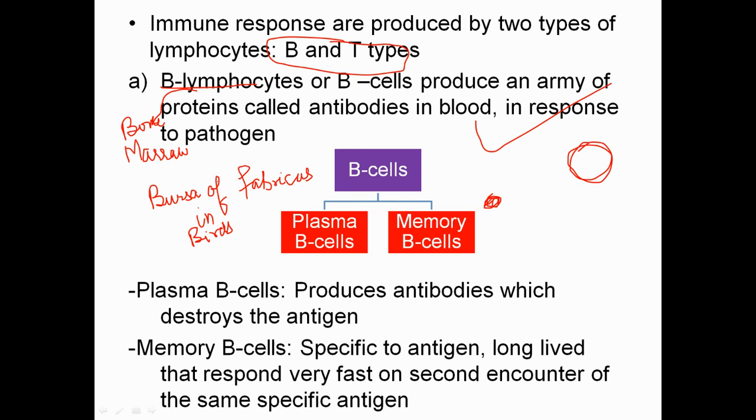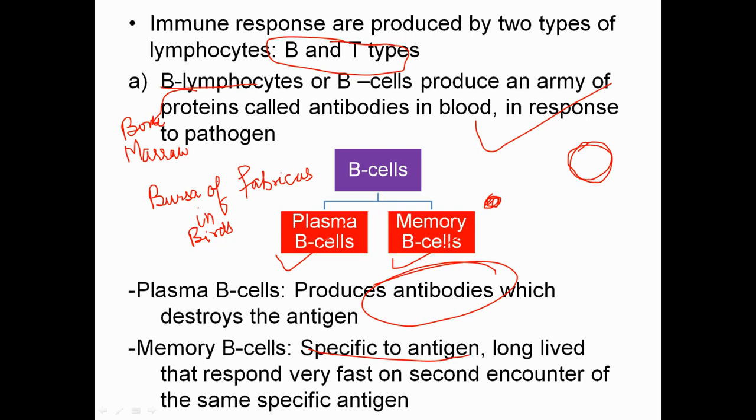by the B lymphocytes. We again have two types of B lymphocytes, that is plasma and memory. Plasma lymphocytes, or plasma B cells, are actually going to produce the antibody and destroy the antigen. But memory B lymphocytes are very, very important because they are specific to the antigen, they are long lived, and they are important for the secondary encounter.